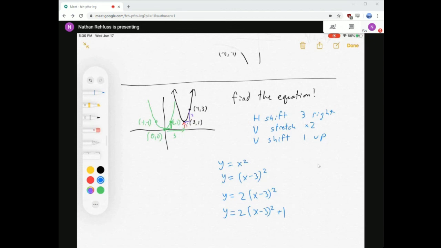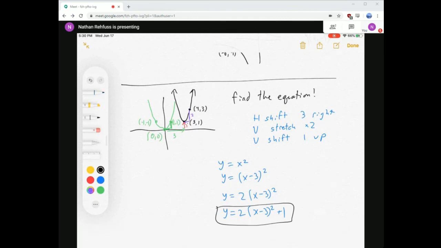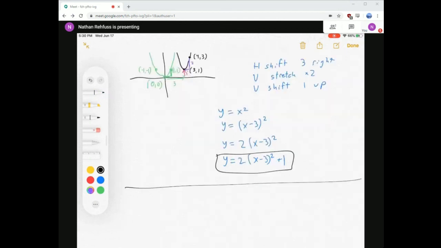We can check that this works. If I plug in a 3, I do just get a 1. If I plug in a 4, I really do get a 3. So this is the equation for that parabola. By the way, just a funny coincidence, this equation is in perfect square form. So if I handed you just a random quadratic, like how about y equals x squared minus 8x plus 14.